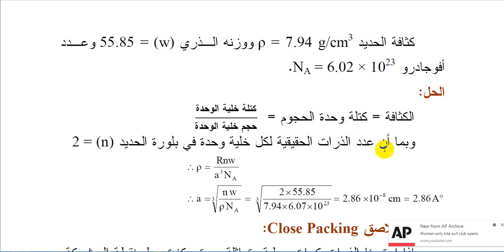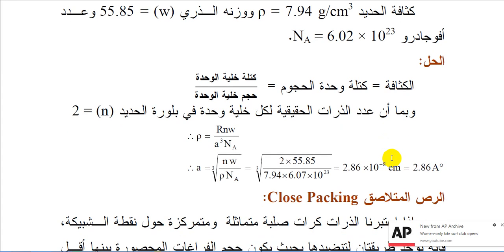Since the actual amount of atoms for each unit cell in the iron crystal is n equals 2, the rule or the law is applied as follows.